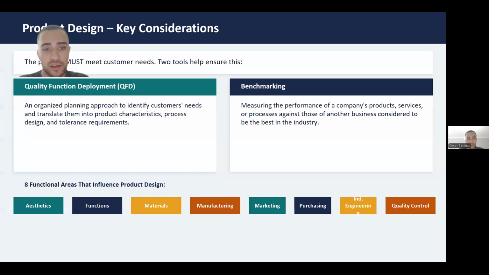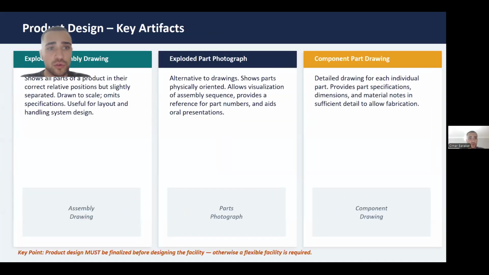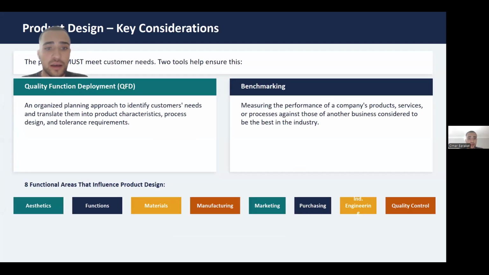First tool, the QFD, is an organized planning approach that takes customer needs and systematically translates them into product characteristics, process design requirements, and tolerance specifications. The classic tool is the House of Quality Matrix. Customer wants on one axis, engineering characteristics on the other, with correlation cells in between. It prevents the classic failure mode where the product passes all the internal tests but still fails in the market.